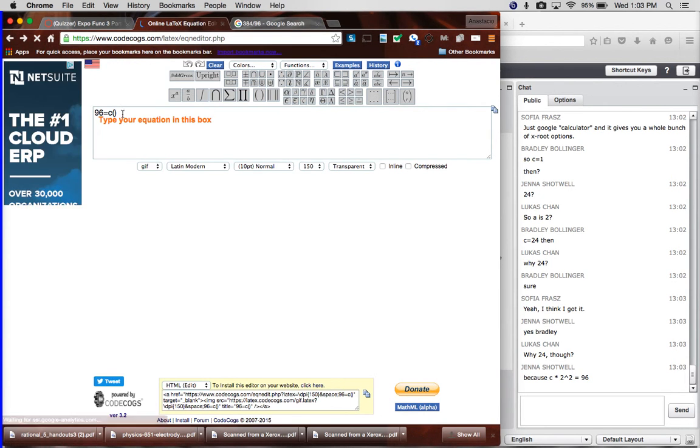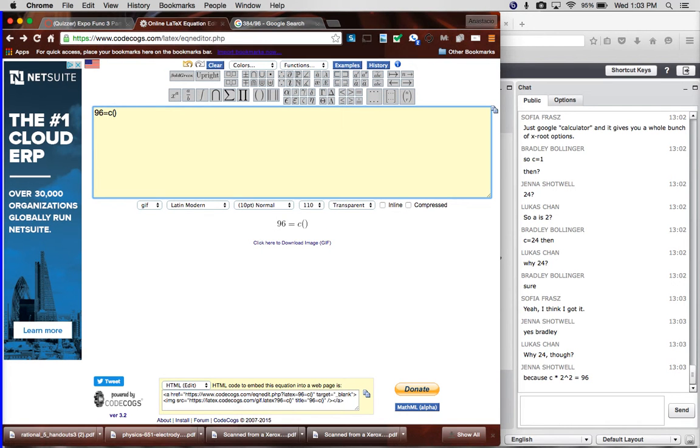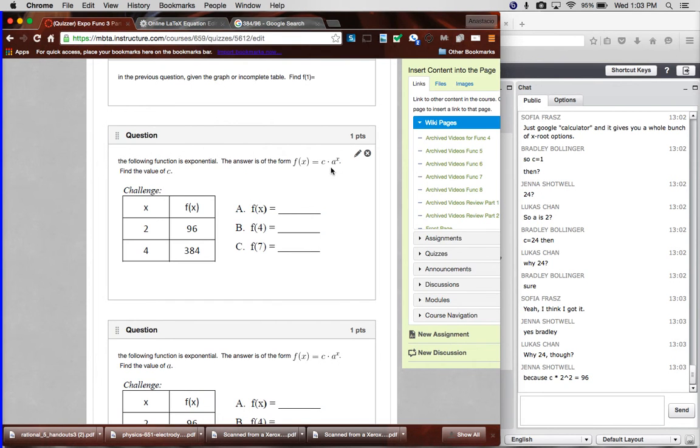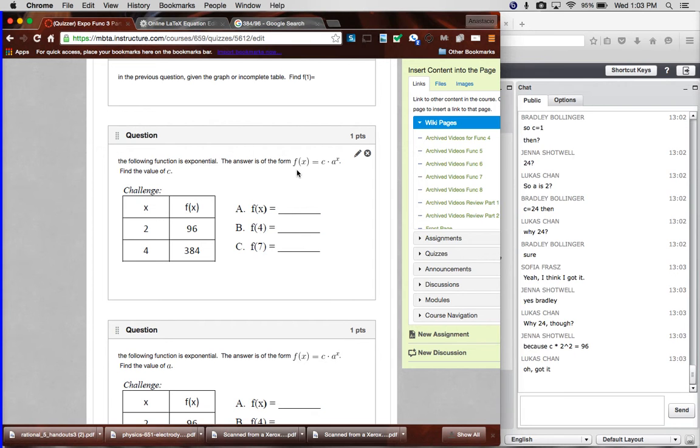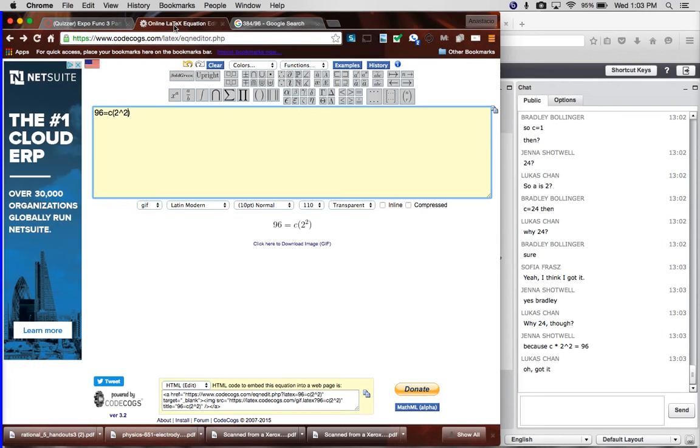All right. 96 equals C times 2 to the 2 power. Right? Because I basically plugged in 2 for A, I plugged in 2 for X, and I plugged in 96 for F of X. Are we cool? And then that's 96 divided by 4, which is 24. Got it? Good.